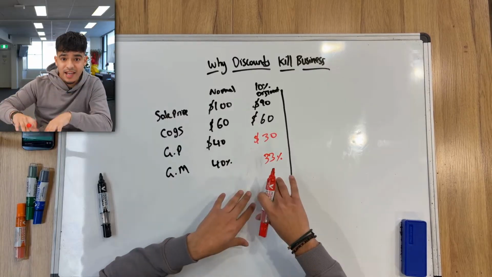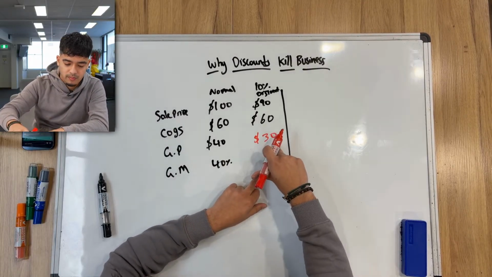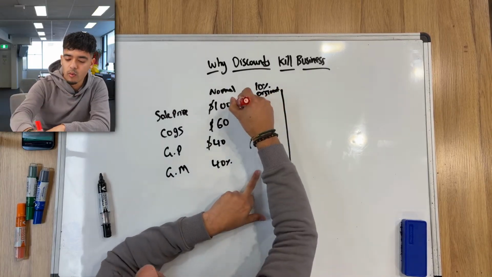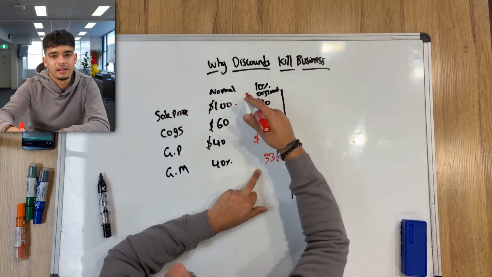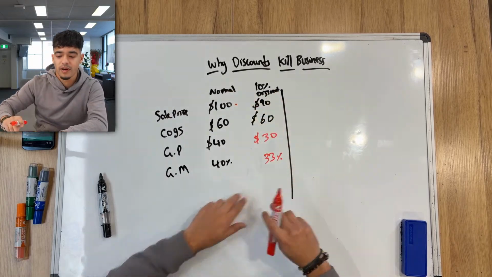So that's actually not the final number, because you might be thinking the gross margin or the gross profit is from the discounted price, but your normal pricing is $100. It's not 90. So we should actually subtract the numbers from the normal pricing. But let me give you one more example.